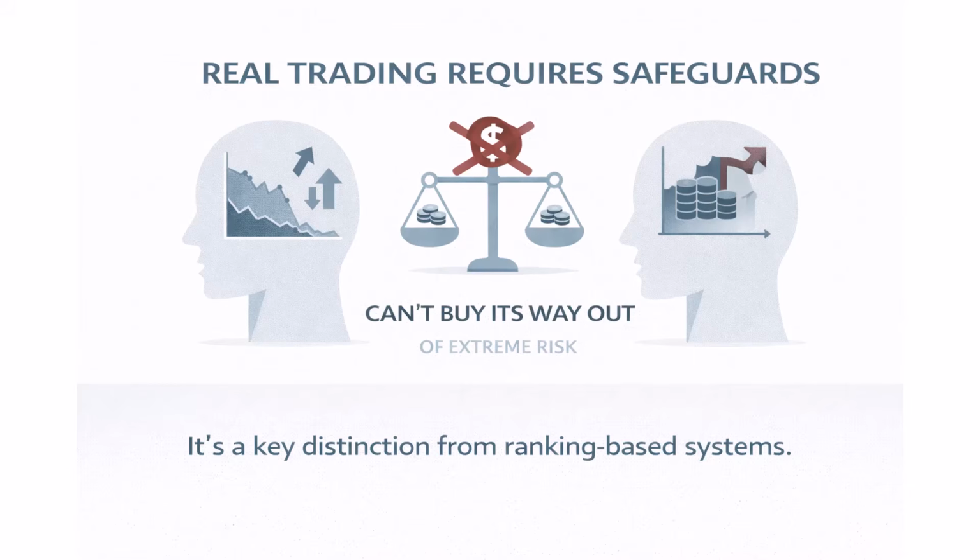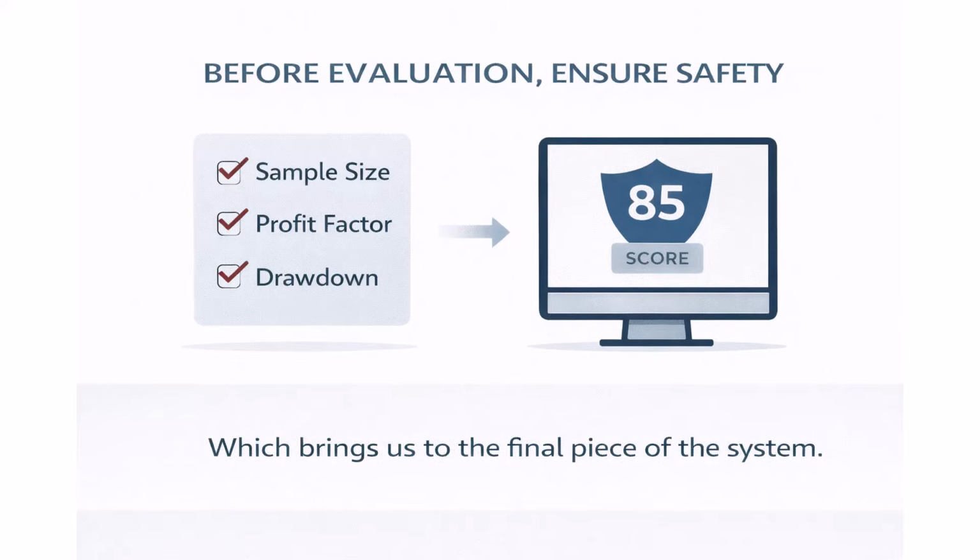And this is a major difference compared to many ranking-based systems. And it reflects how real trading decisions are actually made. Before we ask how good a strategy is, we must first ask if it is acceptable at all. Only strategies that pass these basic safety checks are allowed to receive a score. And once a strategy passes, we can finally interpret its scores with confidence.